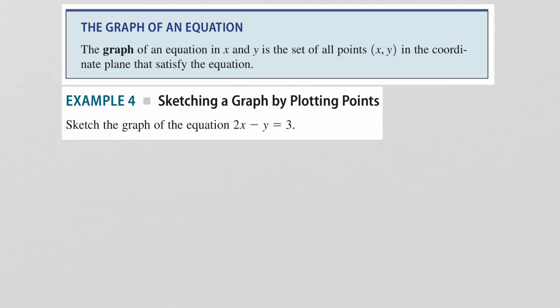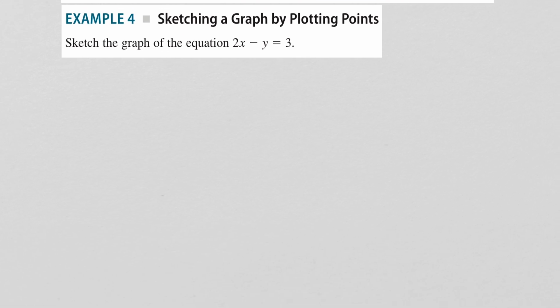What is the graph of an equation? The graph of an equation in x and y is the set of all points (x, y) in the coordinate plane that satisfy the equation. So as an example, let's sketch the graph of the equation 2x minus y equals 3.